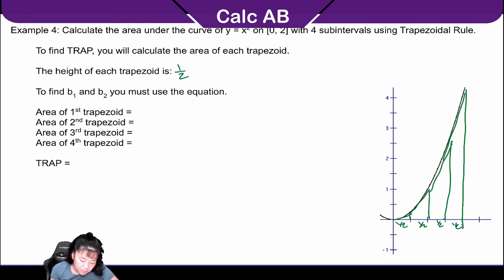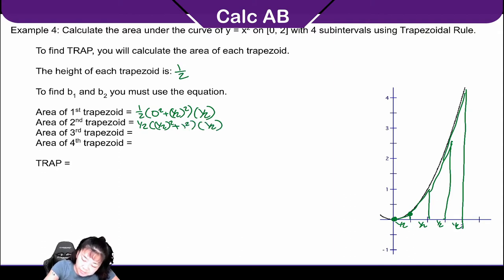So my area of my first trapezoid is going to be 1/2 times (0 is the first base, and the first height is 1/2 squared), and then times the height, which is 1/2. So 1/2 (B1 plus B2) times the height. Next one, 1/2 times (1/2 squared plus 1 squared) times 1/2. Then 1/2 times (1 squared plus 3/2 squared) times 1/2. And you're going to be like, where are you getting all these numbers from? 1/2 times (3/2 squared plus 2 squared) times 1/2.